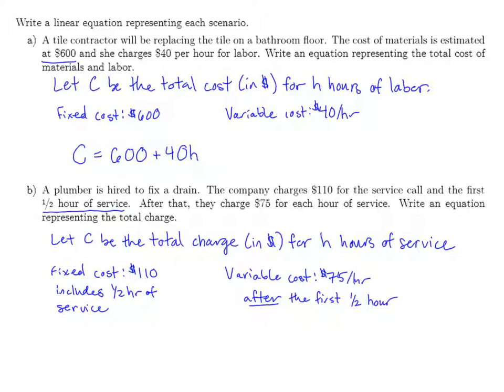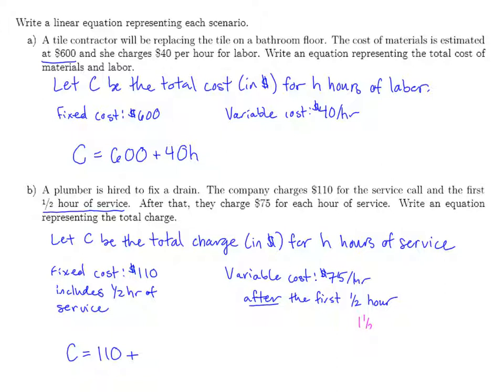So, starting out, I know that this total charge will be 110 plus the variable cost resulting from the number of hours of labor. Now, I can't just do 75H here because that first half hour would be double counted then. So thinking through, let's say that the plumber stays for an hour. And let's actually make it easier. Let's say they stay for an hour and a half.